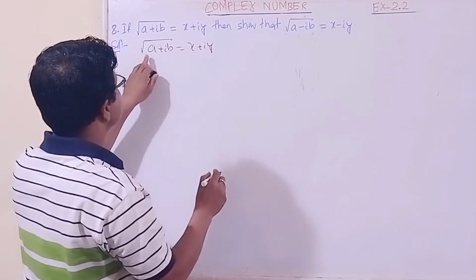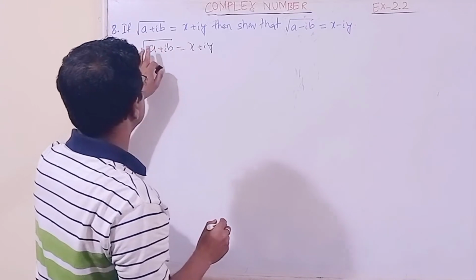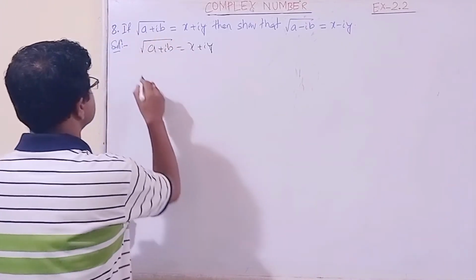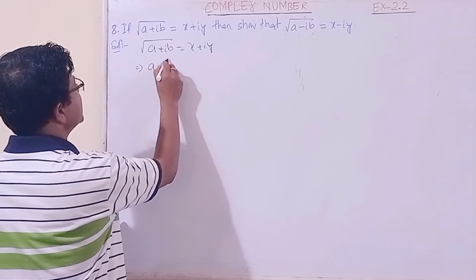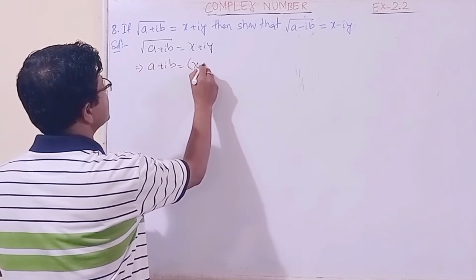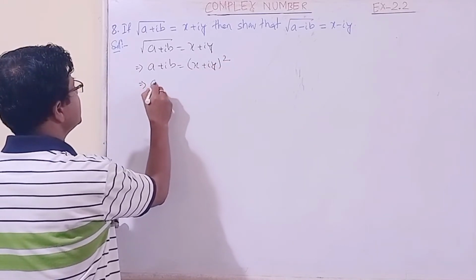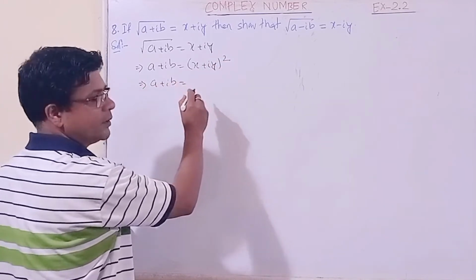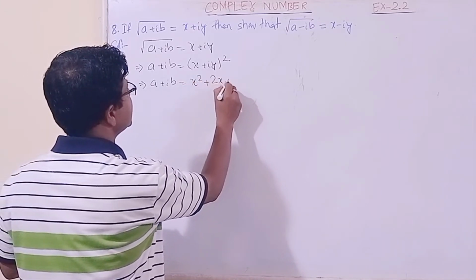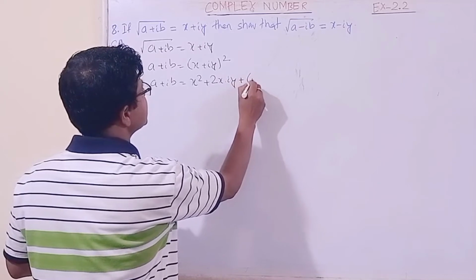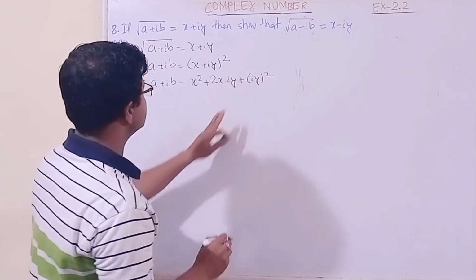We want to find the value of a and b. For this, what we have to do? We have to make square on both the sides. So if we make square on both sides, what we will get? a plus ib, and here x plus iy whole square. Okay, so a plus ib is equal to, if we expand, it is a square plus twice ab plus b square. Is it okay? I think you understood up to this much.